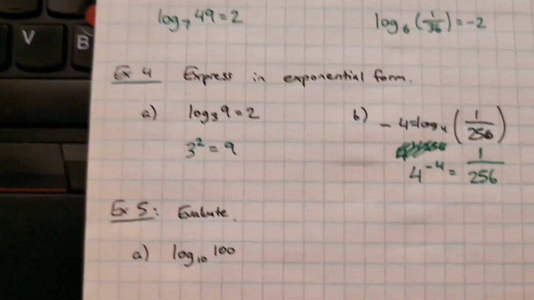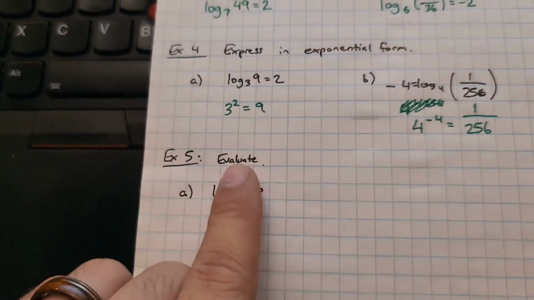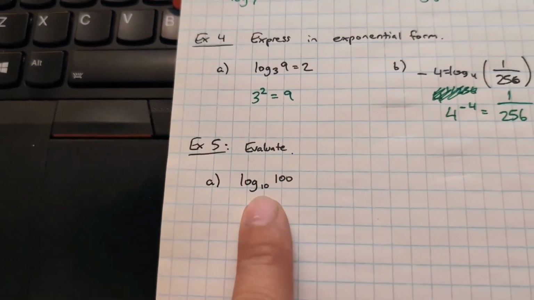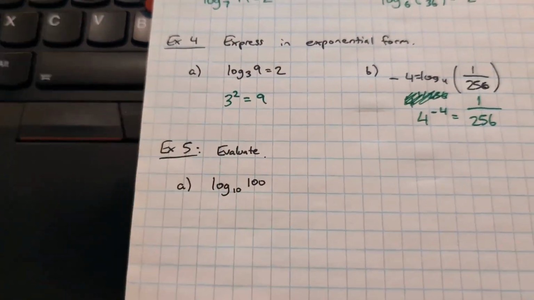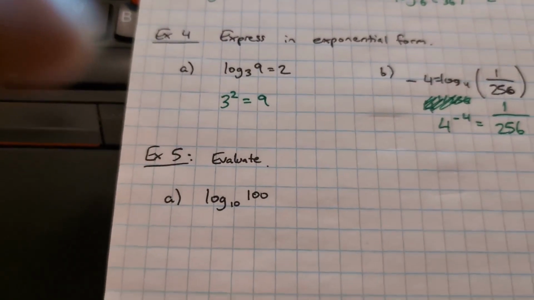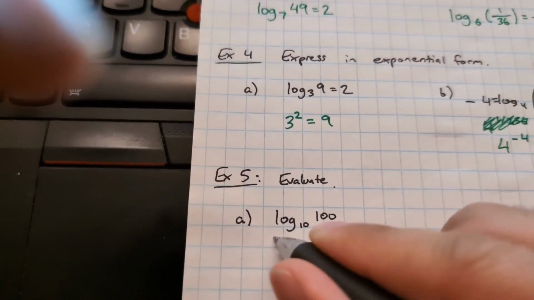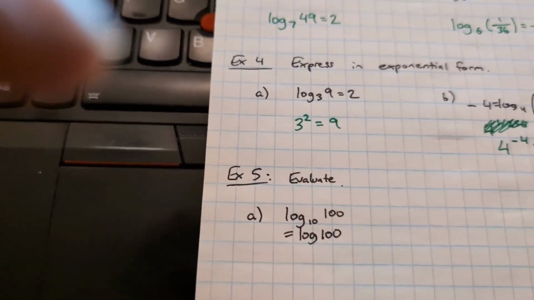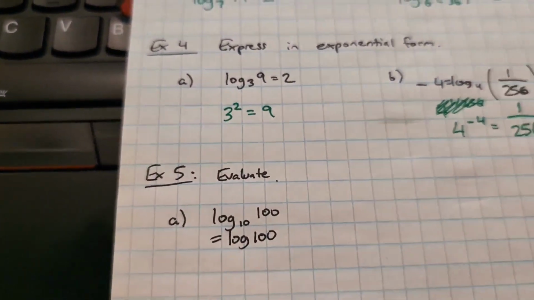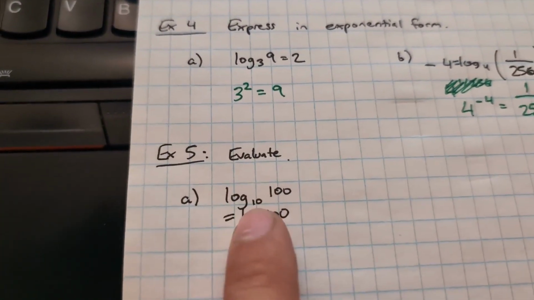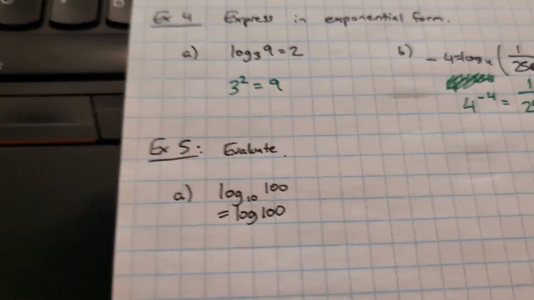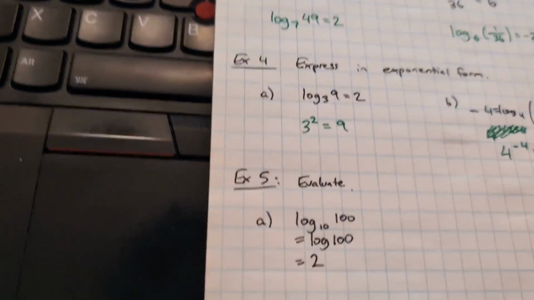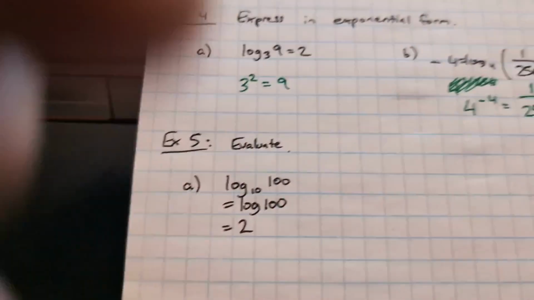And so for example 5, we see that familiar word again, evaluate. It means find the answer to these problems. The first one, log base 10 of 100, I also could have written that as just log 100, which means the same thing. But log base 10 of 100 is basically saying 10 to the power of what gives us 100. And so that would equal 2, because 10 times 10 gives us 100.